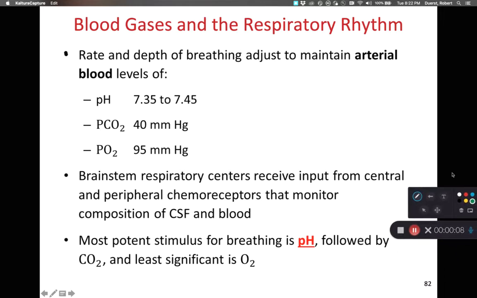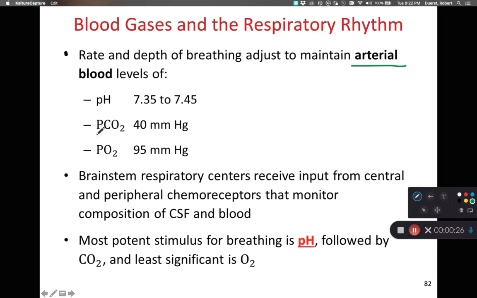Hi class, in this recording we are going to talk about how gases in our bloodstream influence the rate that we breathe in and out, our respiratory rhythm. Now, the blood that we care the most about is our arterial blood, because this is the blood that is delivering nutrients to the tissues of our bodies.